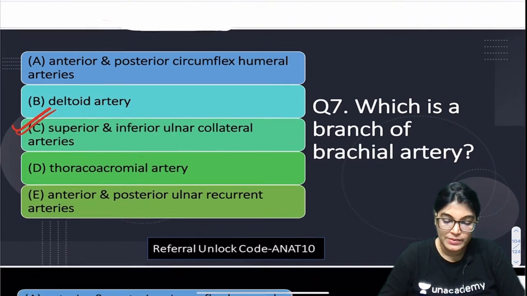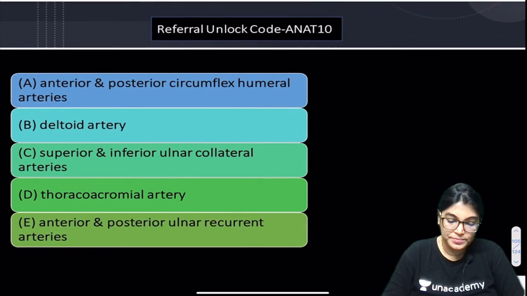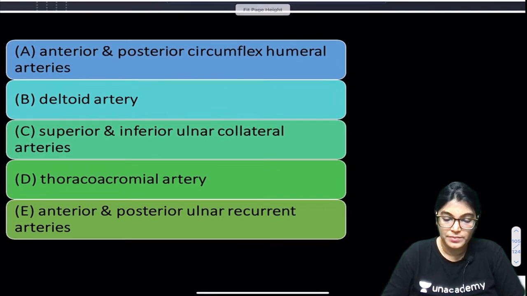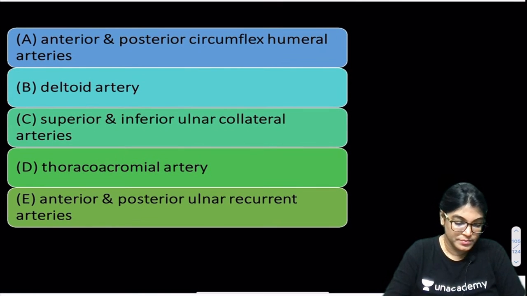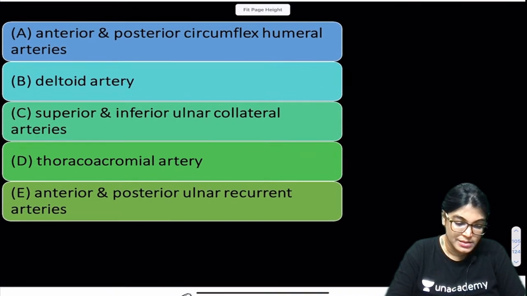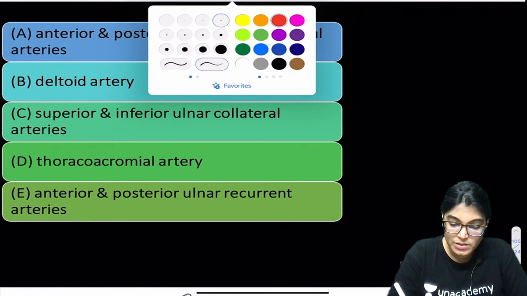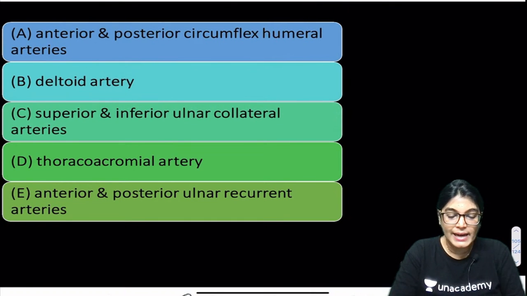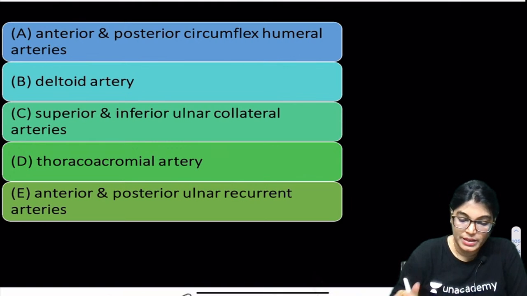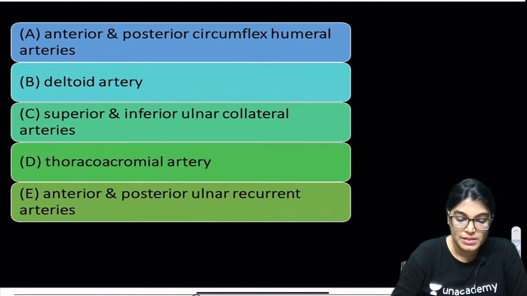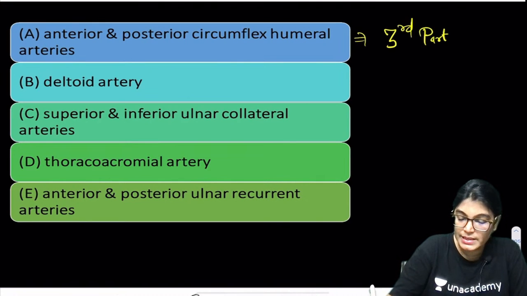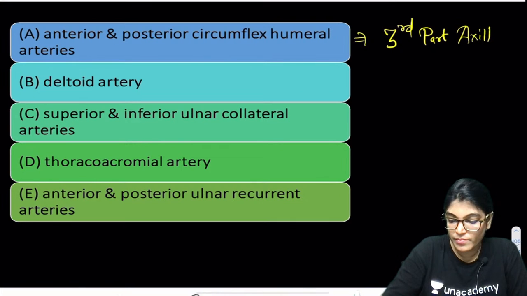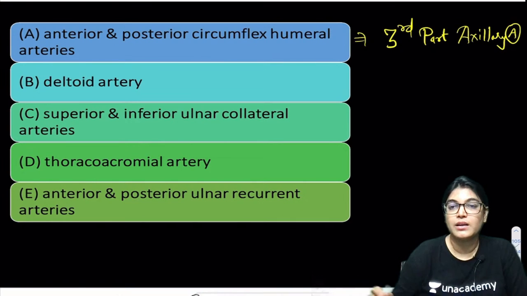Okay, what about others? I will explain. So see here, these were the options which were given. Yes, Jyoti, you are right. The right answer is C. So let's come up with the answer here. Anterior posterior circumflex humeral artery, these are the branches of which artery? This is the branch of third part of axillary artery.